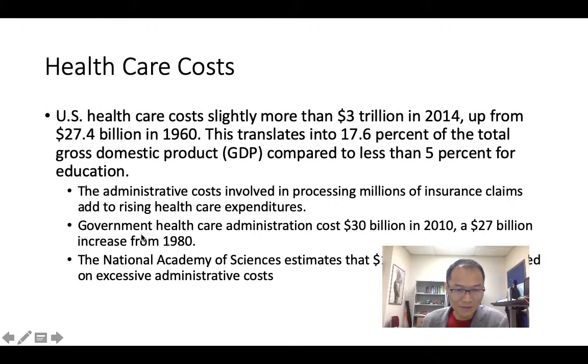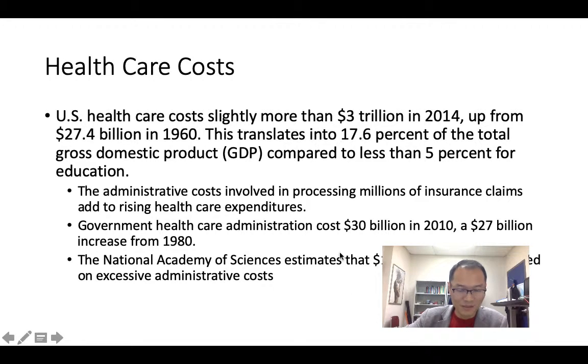Why is it so high? There are a lot of reasons, but I think the administrative costs involved in processing millions of insurance claims definitely is a huge factor that we can't ignore. For example, the government healthcare administration costs $30 billion. And also, excessive administrative costs were estimated to be $190 billion per year.